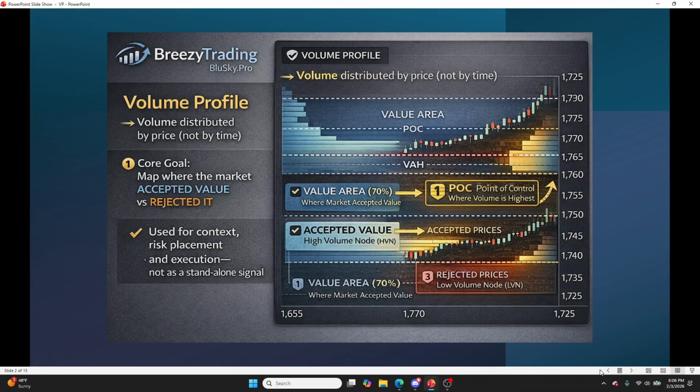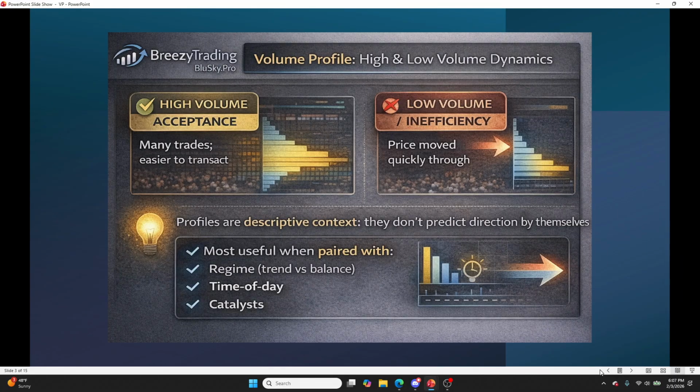That's really why I love this strategy, because it's so dynamic and gives you such a wide range of opportunity. And then the high and low dynamics. So high volume, when you're looking at a profile, that is your acceptance.